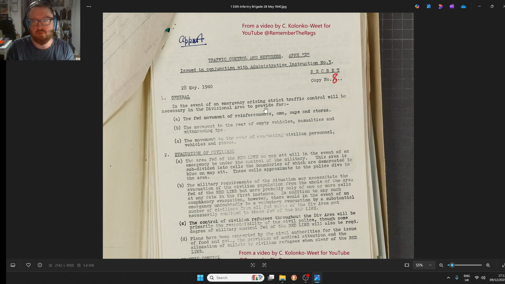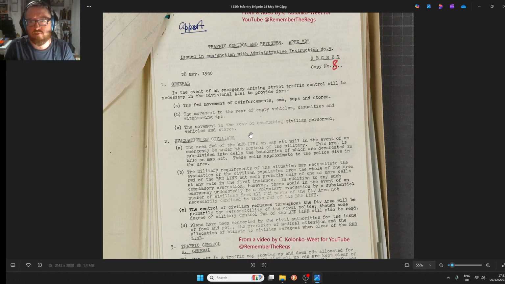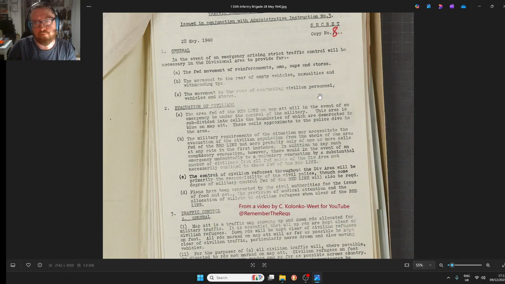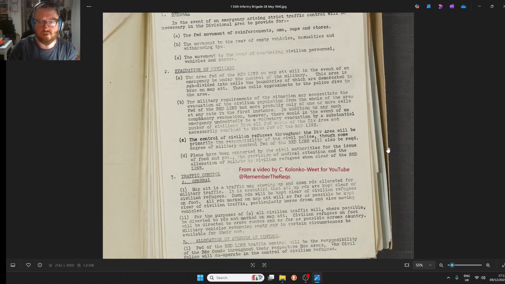In general, in the event of an emergency arising, strict traffic control will be necessary in the division area to provide for forward movement and reinforcements, ammunition, supplies and stores, keeping your troops supplied; the movement to the rear of empty vehicles, casualties and withdrawing troops, so being able to evacuate; and the movement to the rear of evacuating civilian personnel, vehicles and stores. So they've clearly outlined what they need to be able to use the road network for. As a way of alleviating the burden on the road network, evacuation of civilians was to be undertaken in certain aspects. Feel free to pause and have a read through this in your own time. But to do this, there were certain roads that were designated for civilian traffic.